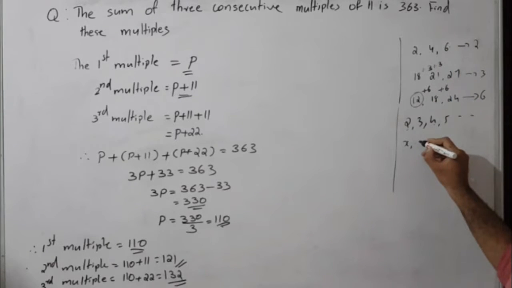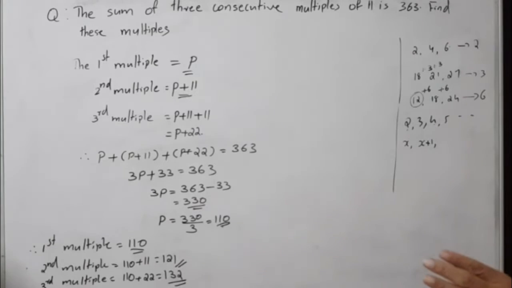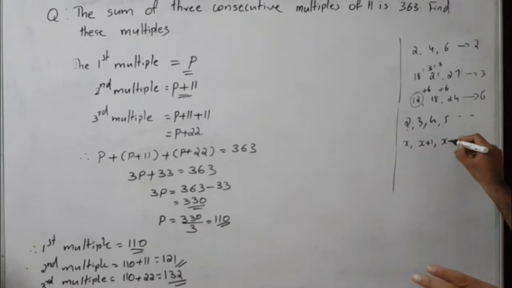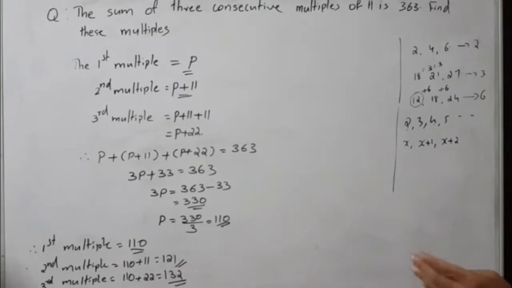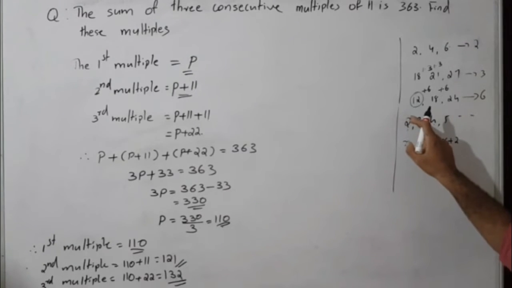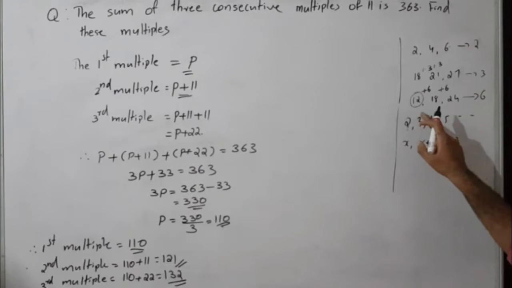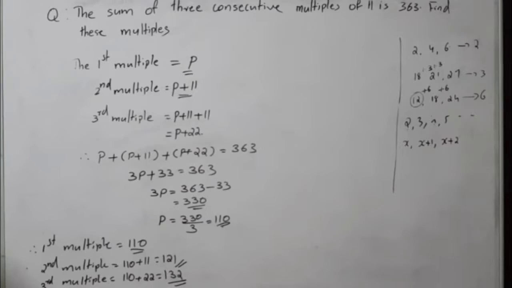Then how to write the second one? Second one is x plus 1. Then third one is x plus 2. Correct? The next one is x plus 3, like that. First, we know the first one, that is 2. How to get the second? That is 2 plus 1. How to get the third? 2 plus 2. How to get the fourth? 2 plus 3. Correct. 2 plus 3 is 5. Like that. Okay.